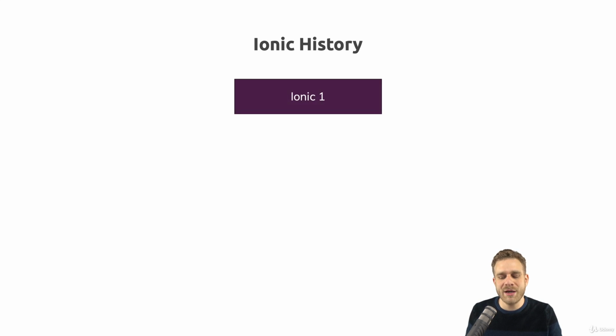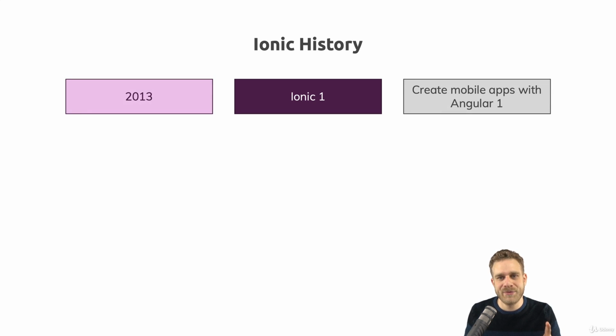Historically with Ionic 1, Ionic was all about creating mobile apps with Angular 1. And Ionic 1 was released in 2013. In the end, what Ionic 1 did was it didn't create web components. That wasn't possible back then. You couldn't create your own HTML elements. Browsers didn't support that. But it used Angular 1 directives, custom directives, to essentially also give you custom components, but custom Angular components in the end, which run only inside of Angular apps.